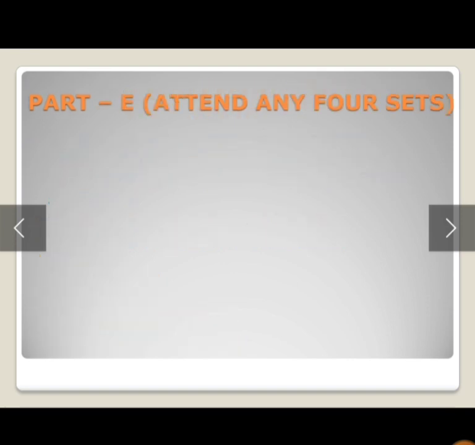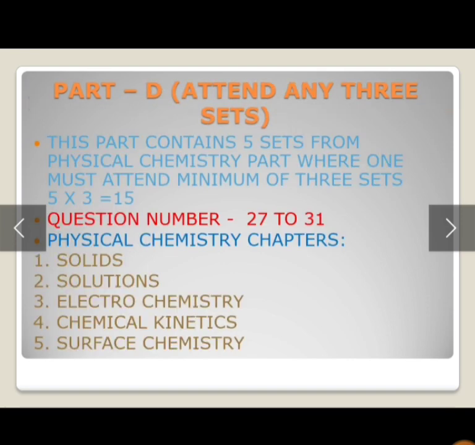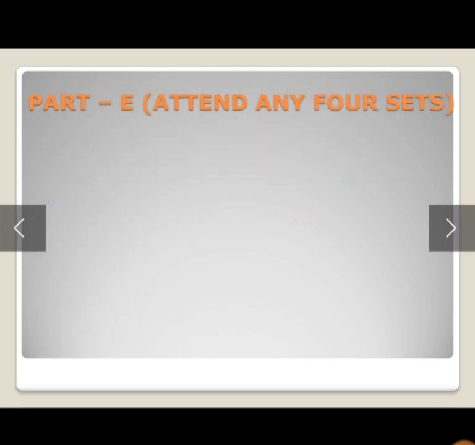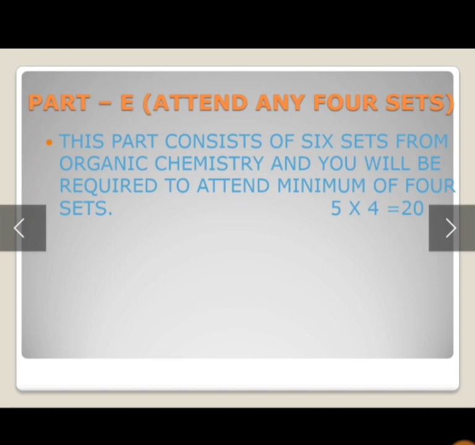So what lesson questions should come in this part? It would be solids one set, solutions, electrochemistry, chemical kinetics, and surface chemistry. Even the questions here are very likely and you can guess them very easily, so you need to score 15 over here. Then comes part E.